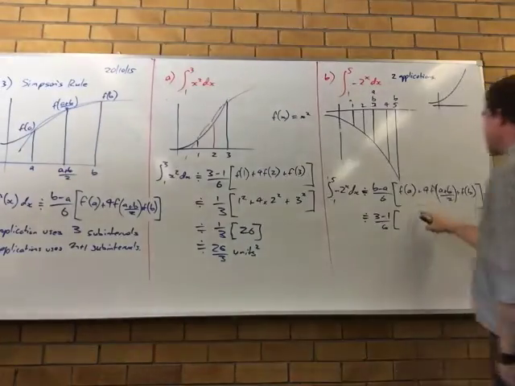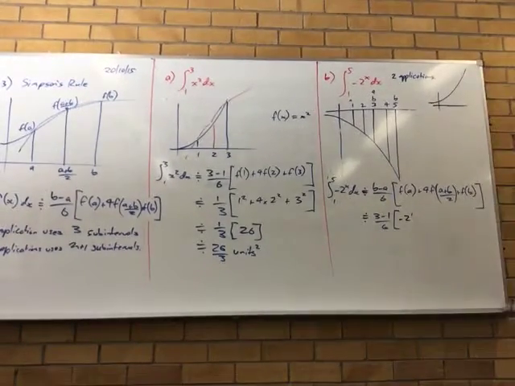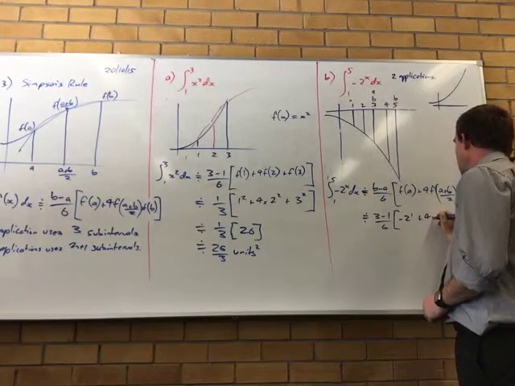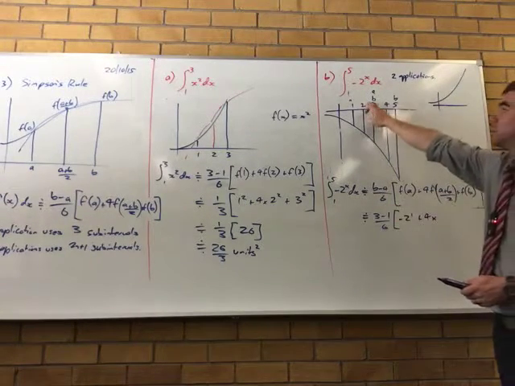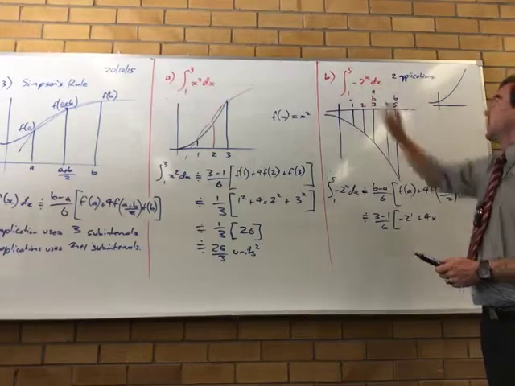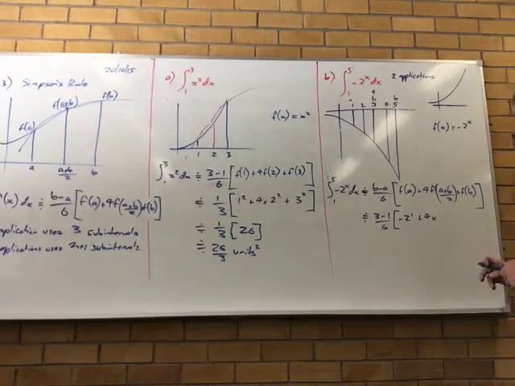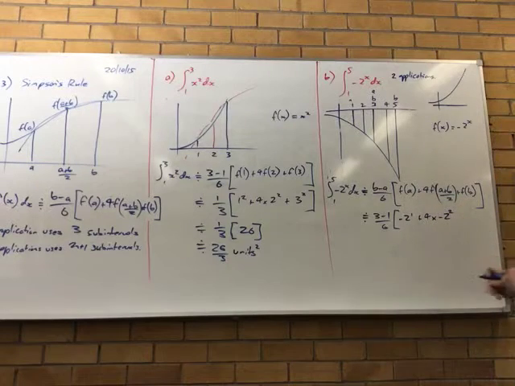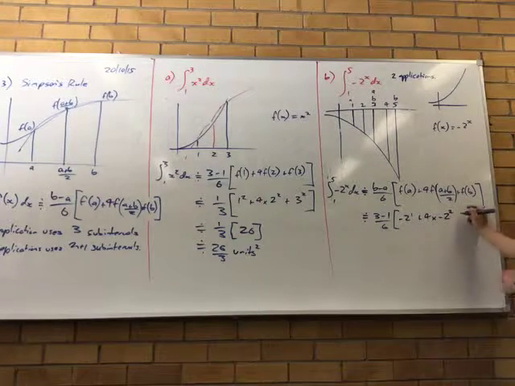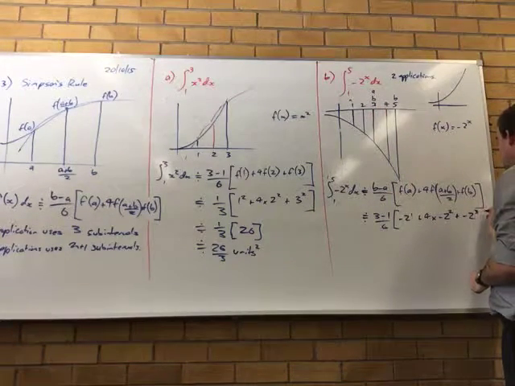So we need f of a, so we need f of 1, so negative 2 to the power of 1, plus 4 times the midpoint between 3 and 1, which is 2. So I need to substitute 2 in there. Remember, your f of x is negative 2 to the power of x. Okay, 4 times negative 2 to the power of 2, plus f of b, b is 3, so we're going to have negative 2 to the power of 3.